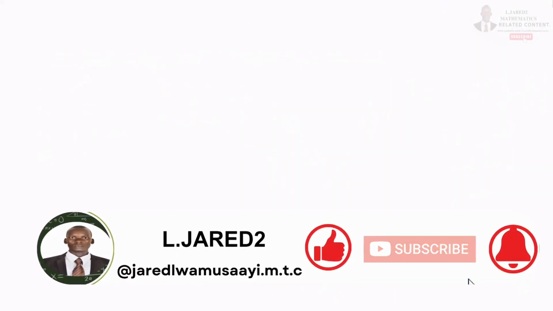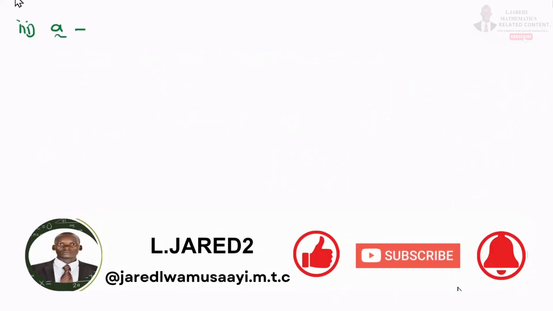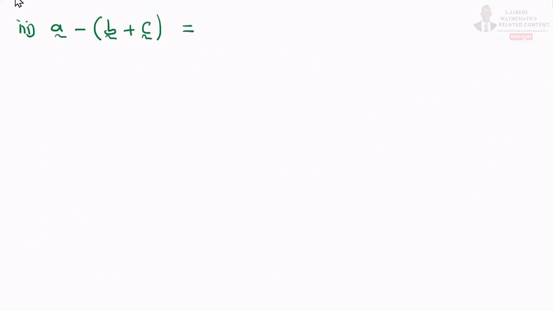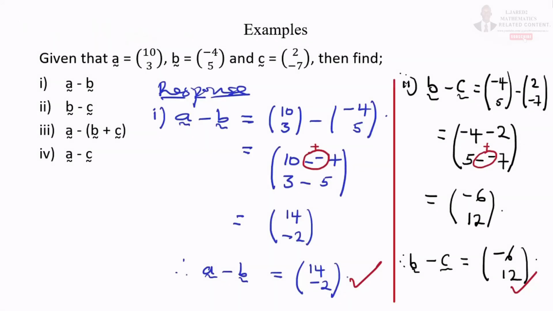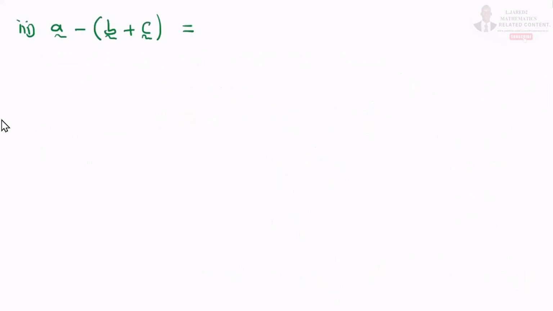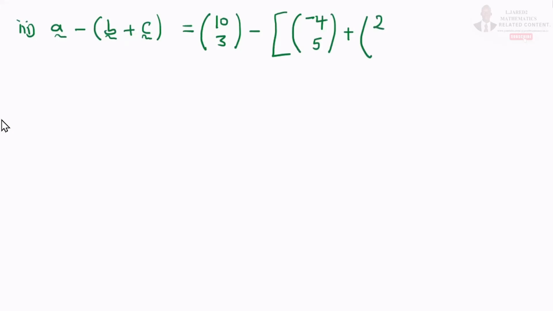Then Roman number 3. We are having vector A minus, open the brackets, vector B plus vector C. So let's now substitute in. We can see that vector A is 10, 3, vector B is negative 4, 5, then vector C is 2, negative 7. So this is the same as having 10, 3 minus. So we have to open the big brackets here, vector B, which is negative 4, 5, plus vector C, which is 2, negative 7. We close the brackets.